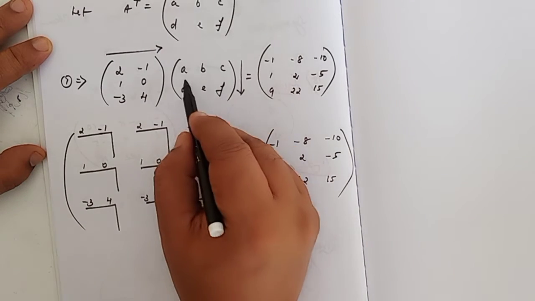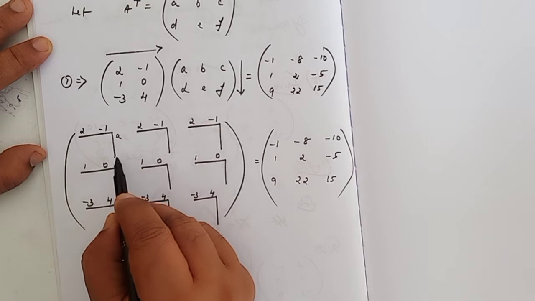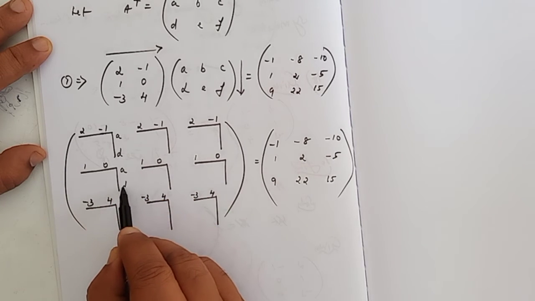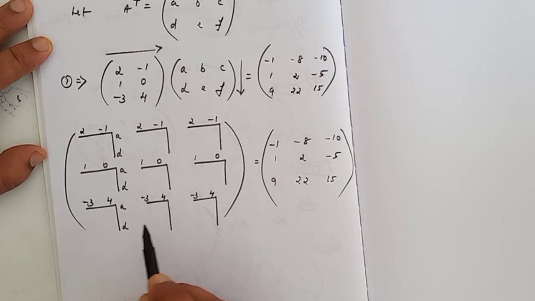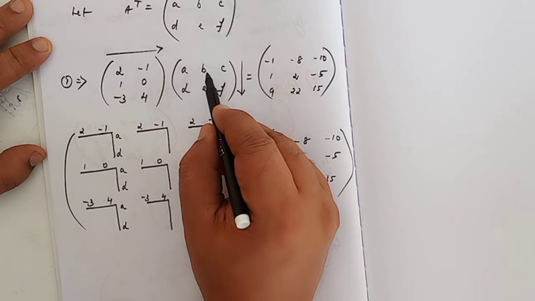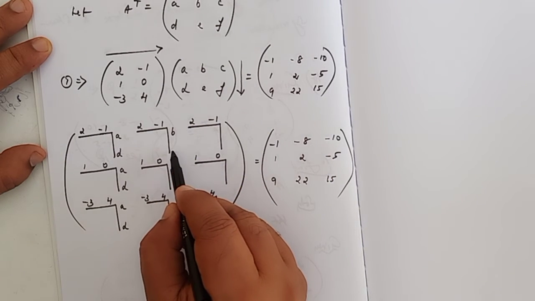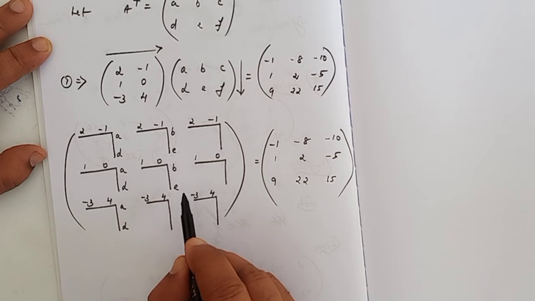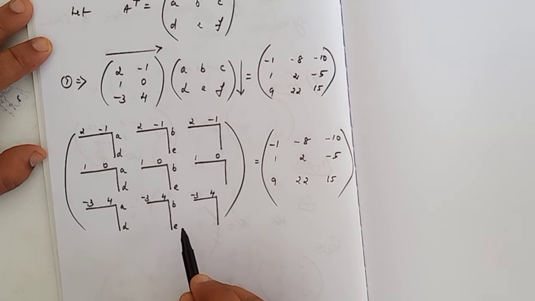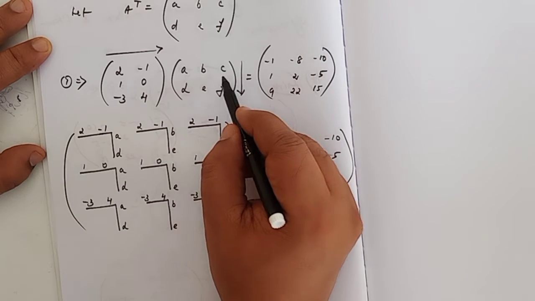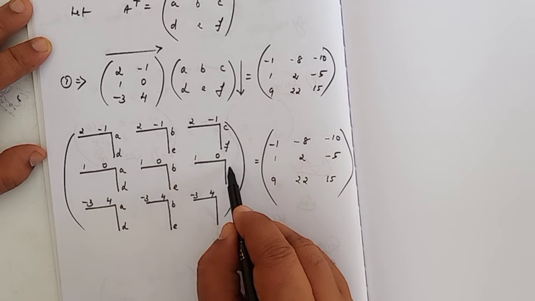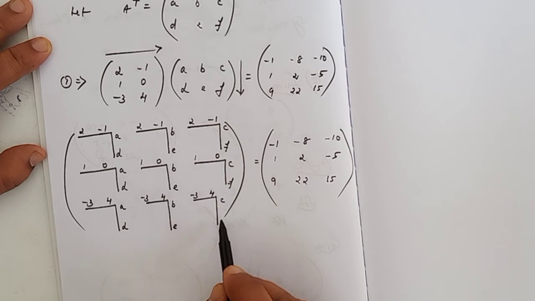In the second matrix, the first column is A and D, here also A and D. Second column is B and E, B and E. Third column is C and F, C and F.